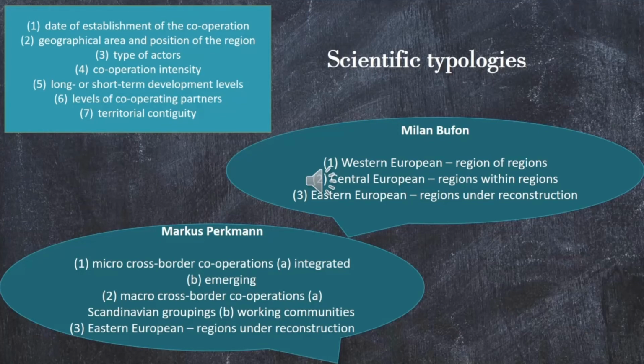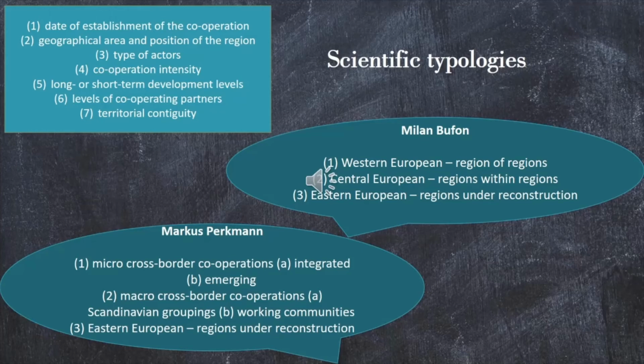Now, by the term region of regions, Buffon means the oldest cross-border regions in Western Europe, where the individual administrative units form an institutional cross-border interest network. A high potential level of social integration or reintegration rather characterizes the Central European border regions, usually leading to the formation of functional cross-border systems, defined by Buffon as regions within regions.